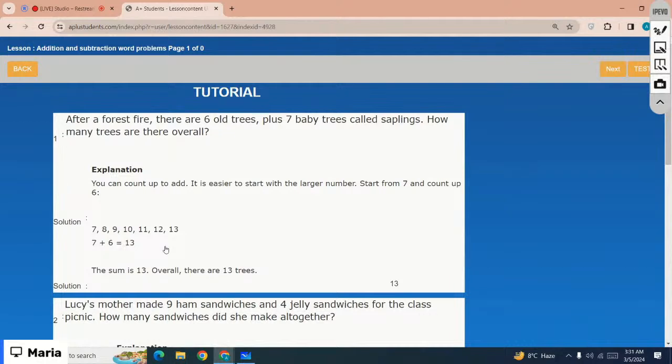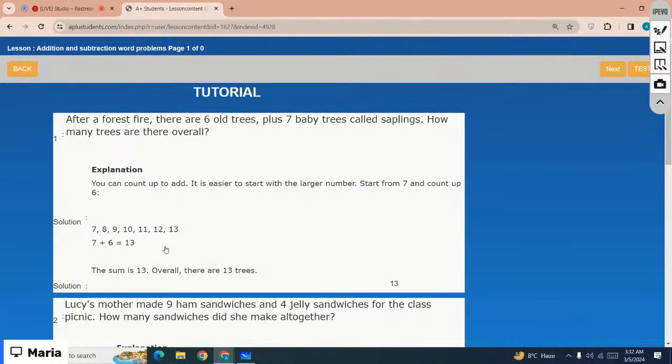After a forest fire, there are six old trees plus seven baby trees called saplings. How many trees are there overall? So you need to calculate the total trees, right? That means you have to add 6 plus 7, right? So start with 6 and count until 7. So that is 6, 7, 8, 9, 10, 11, 12, 13. So 6 plus 7 makes 13. The correct option is 13, right?